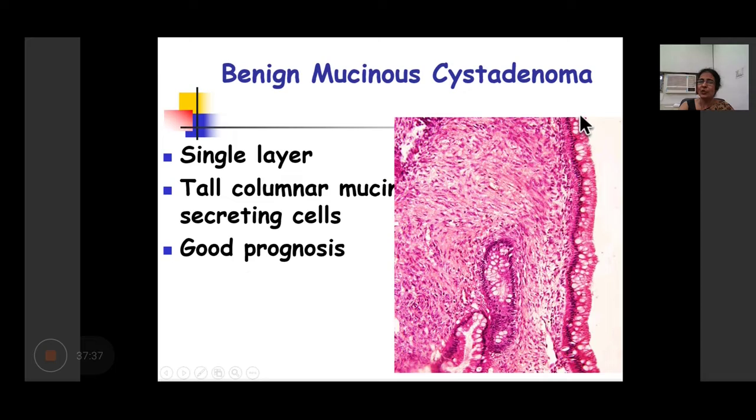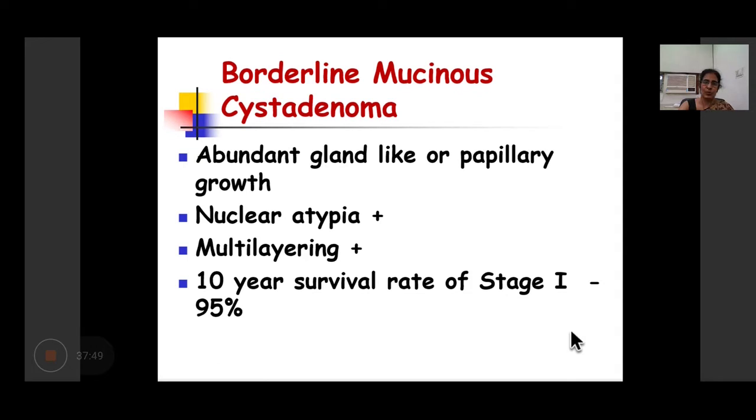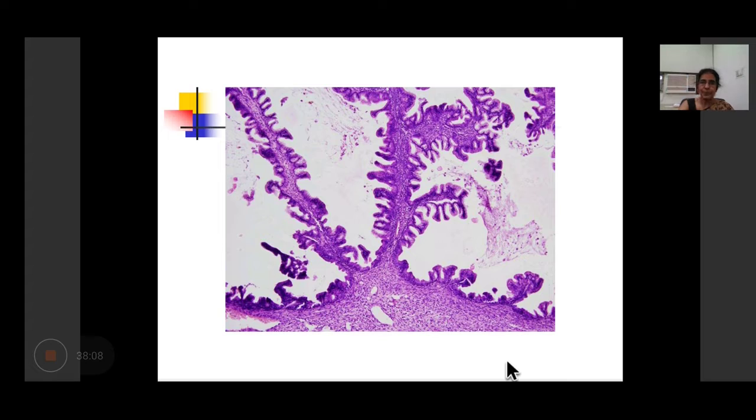So the benign mucinous cystadenoma will be lined by a single layer of tall columnar epithelium with basally placed nuclei, no mitosis, no atypia, and an extremely good prognosis. While abundant gland-like or papillary-like growth with nuclear atypia, multi-layering, but no invasion is borderline mucinous tumors. But it can penetrate the capsule and go into the peritoneum, and when it goes into the peritoneum, then the survival would be a little lower as compared to the benign tumors.